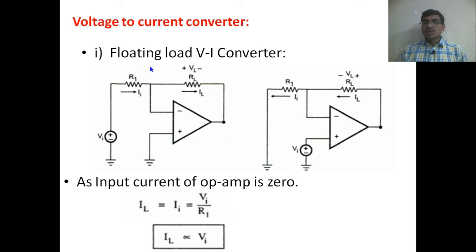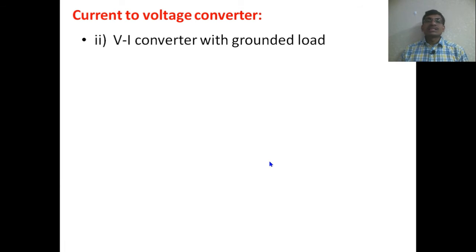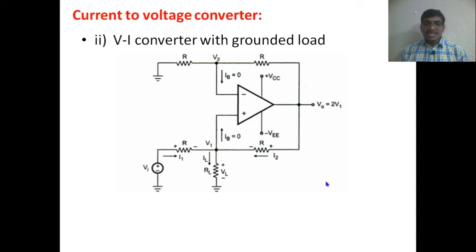Okay, this is about the floating load V to I converter. Next we will see about the grounded load V to I converter. So this is the circuit for the grounded load voltage to current converter. In this one, this will be the load resistance. So initially I will explain the total circuit.